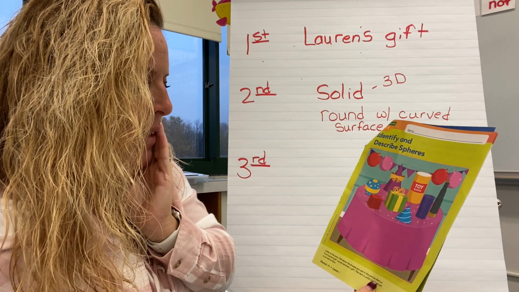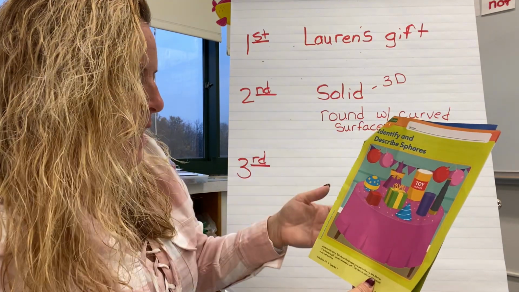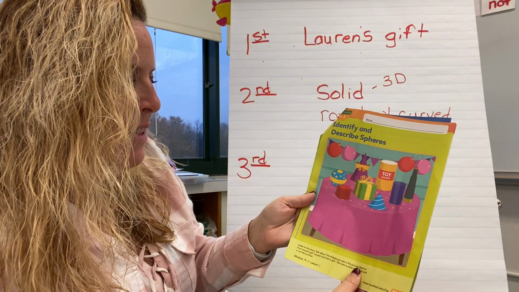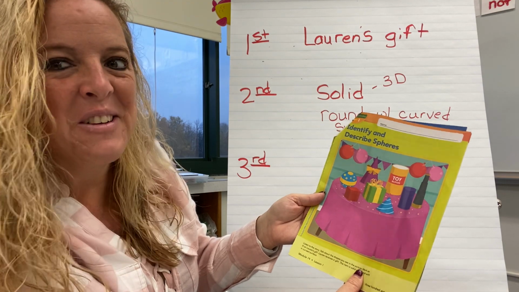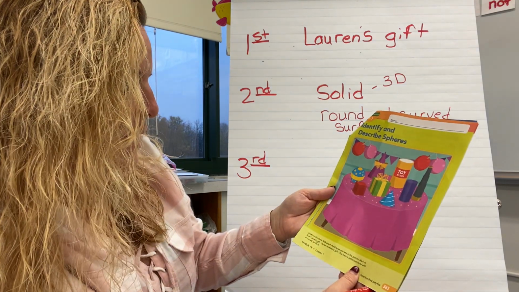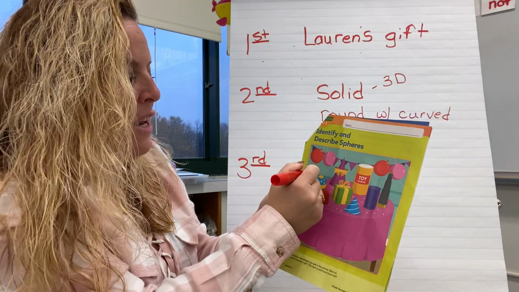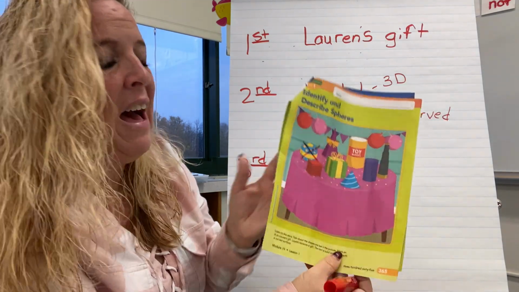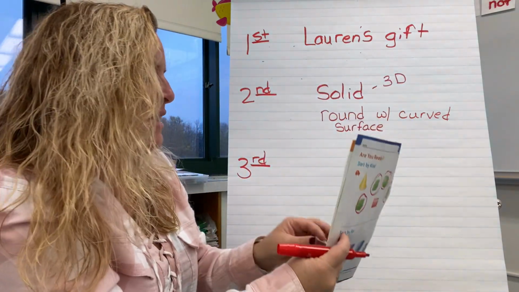Have you guys found the gift that's Lauren's? It's round and it has a curved surface. Do you know which one she got? I do too. And it says put an X on it. So what are you gonna put the X on? Did you say you're gonna put an X on the ball? I think Lauren got the ball as a gift. All right, let's move on.